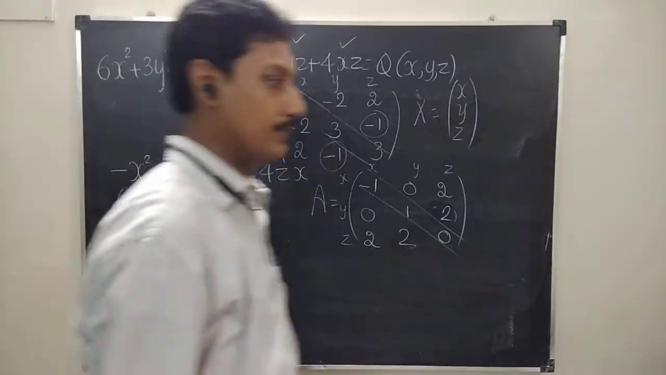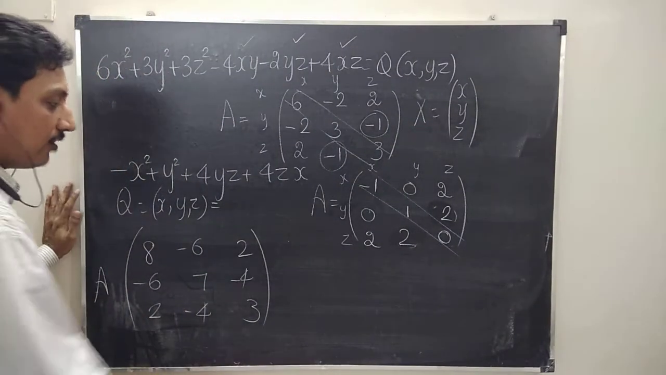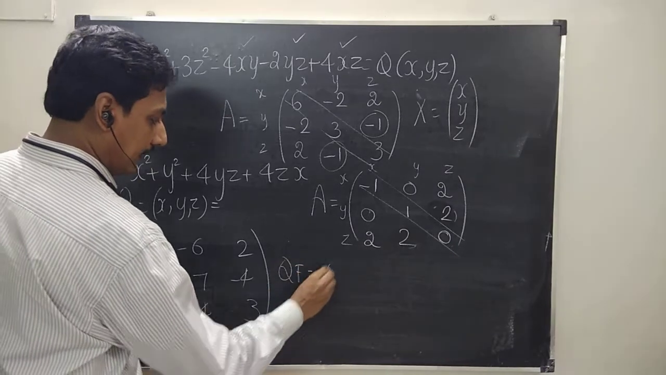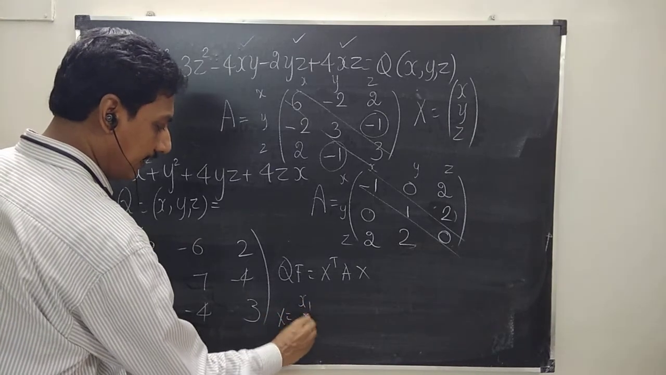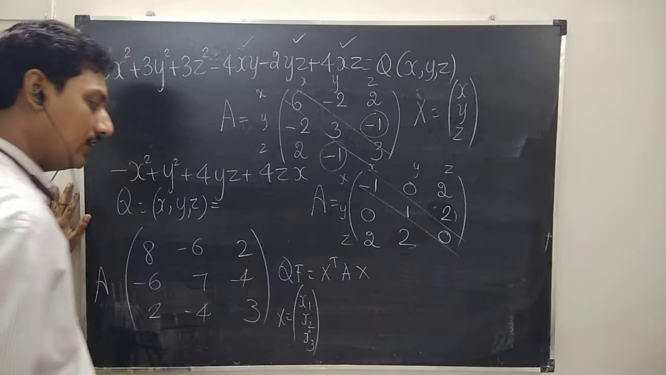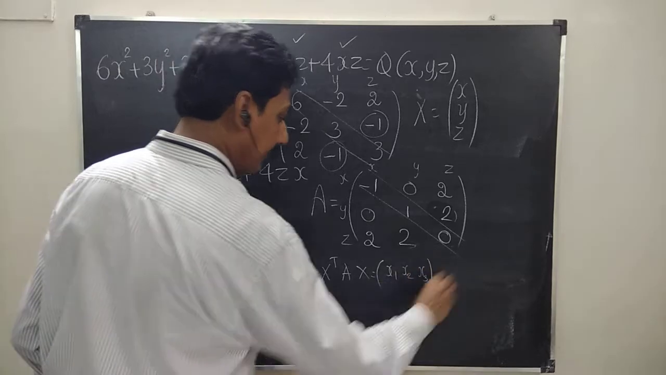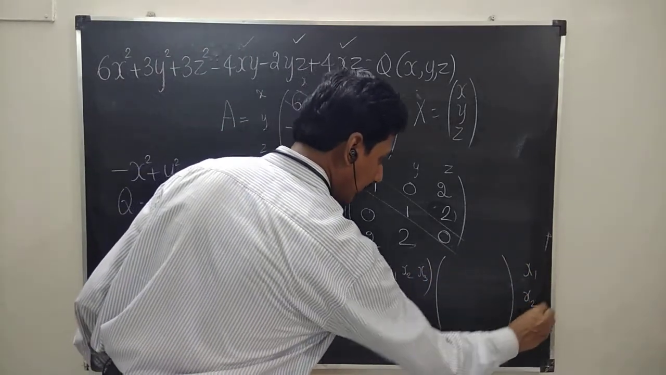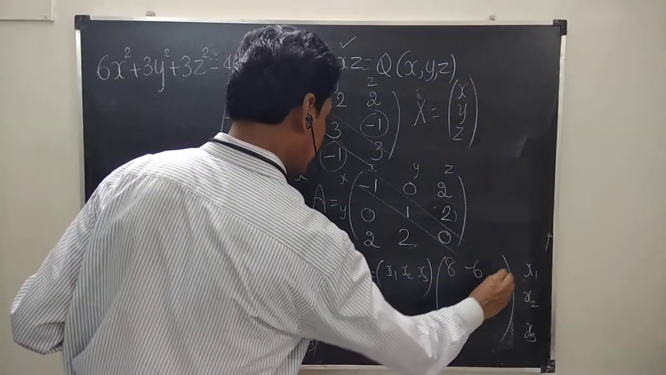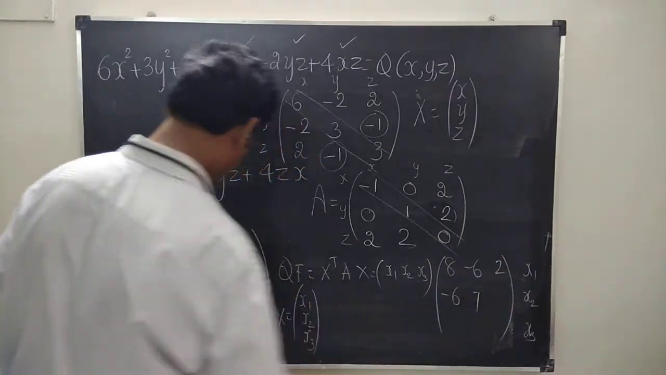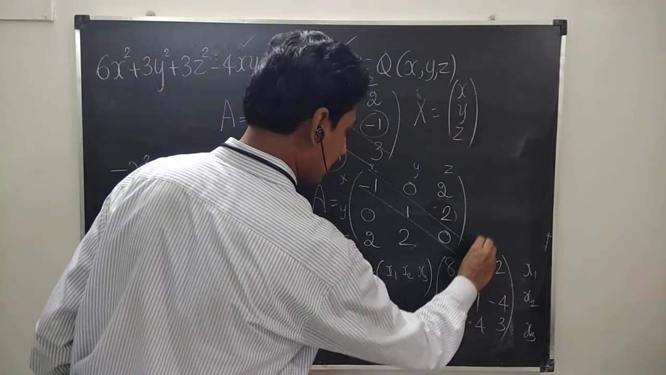What about the reverse process? Suppose we have the real symmetric matrix A, what is the corresponding quadratic form Q? By the definition, Q is x transpose AX. Suppose x is equal to x1, x2, x3. So x transpose is x1, x2, x3, and the A matrix here. Now what's the A matrix here? It is given that 8, minus 6, 2, minus 6, 7, minus 4, 2, minus 4, 3. So this is the given A matrix.